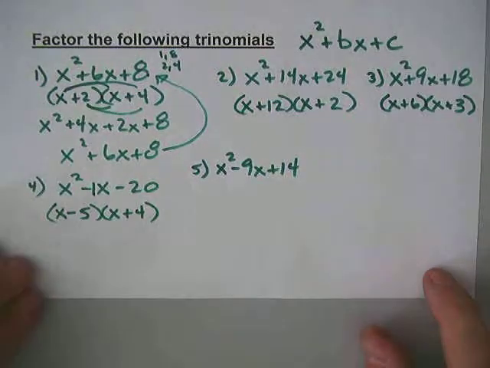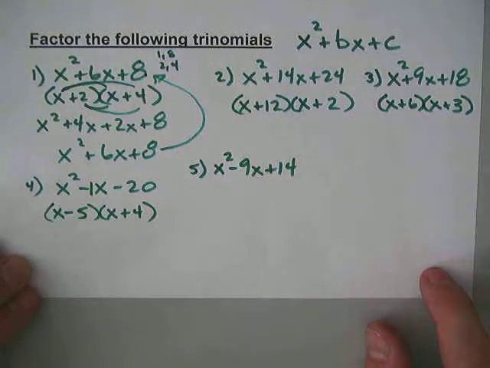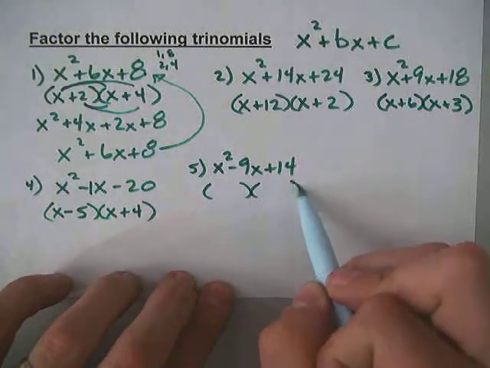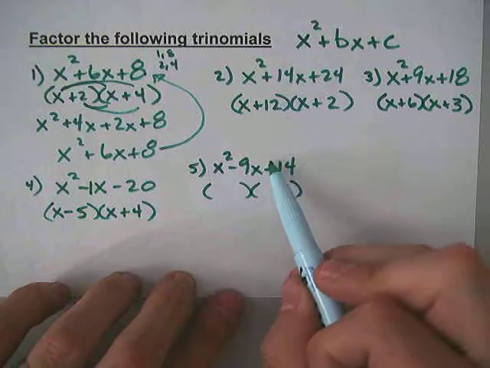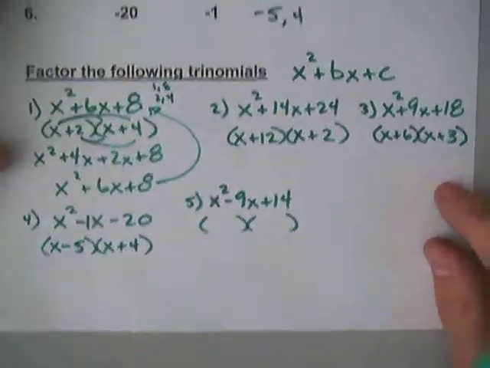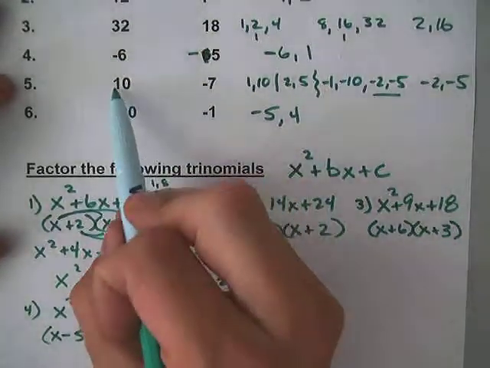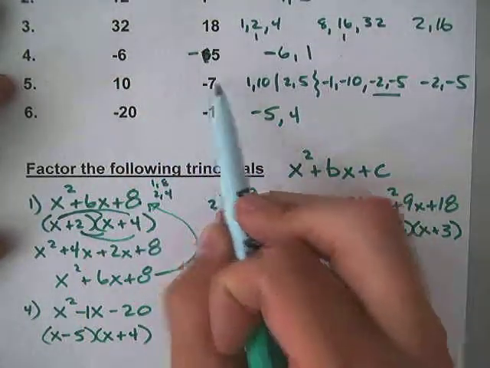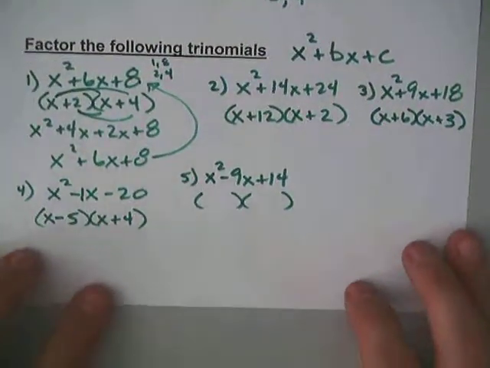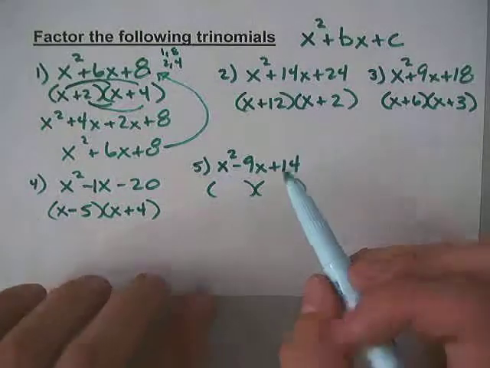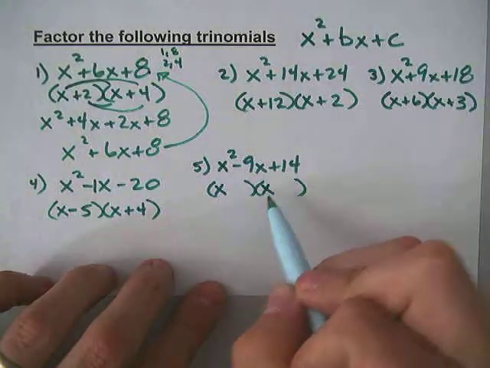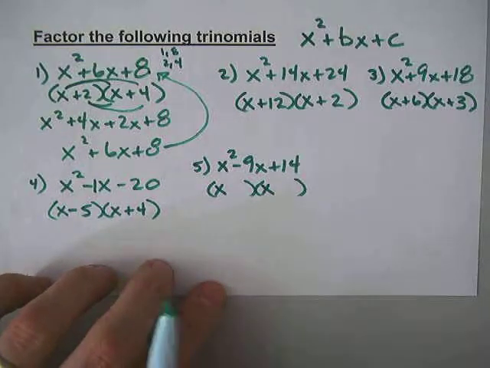Let's try another one. X squared minus 9x plus 14. Alright, so let's write our parentheses. So we're looking for factors of positive 14 that add up to negative 9. So that's similar to this example way up here. We're looking for positive factors of 10 that add up to negative 7. We had to use that second set of negative factors. So that's what we're going to do here.